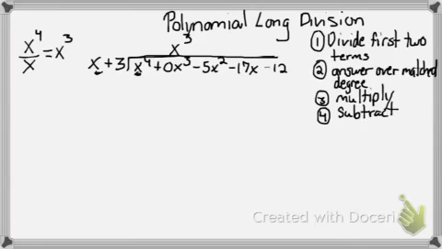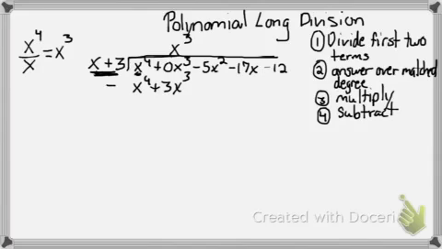So what I'm multiplying is this x cubed times this x plus 3. That basically means I'll distribute. X cubed times x will give me x to the 4th. I write it under here. X cubed times 3 gives me plus 3x cubed. And then step 4 is to subtract.